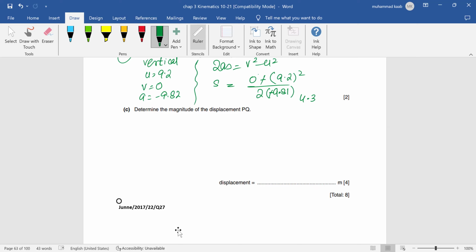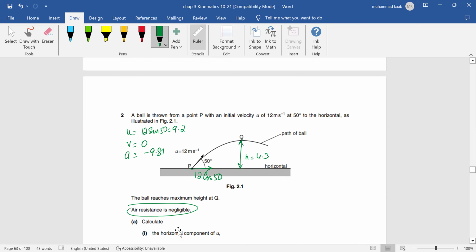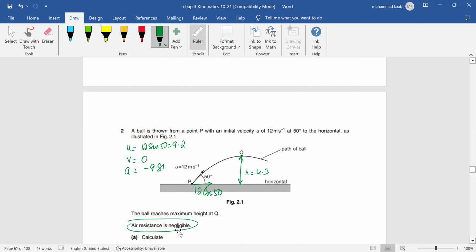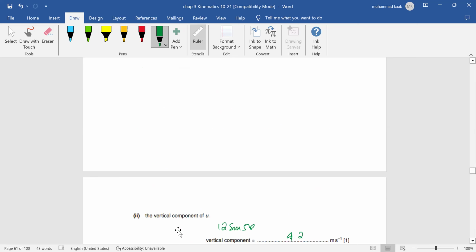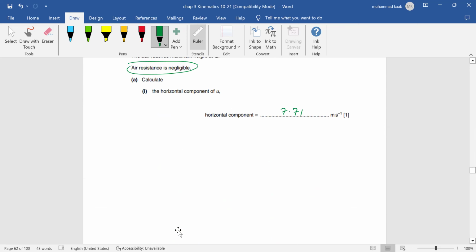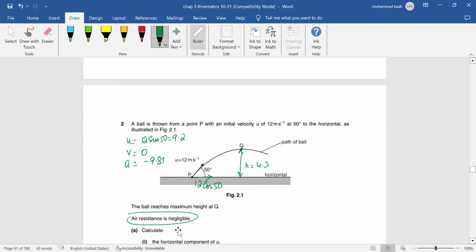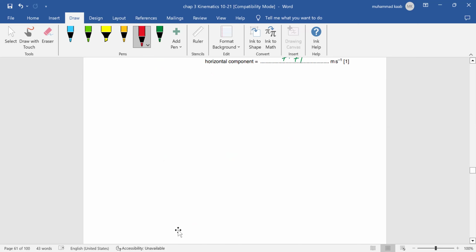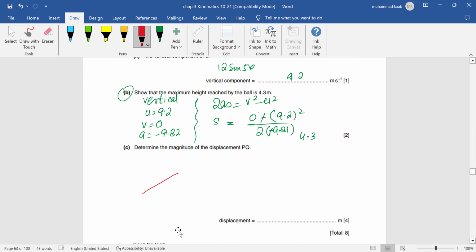Could you go back to the figure? PQ. What will be the displacement? Can you mark the displacement from P to Q? Since it's the shortest distance, won't it be a straight line, without the curve? Good. So we are interested in this line from P to Q.